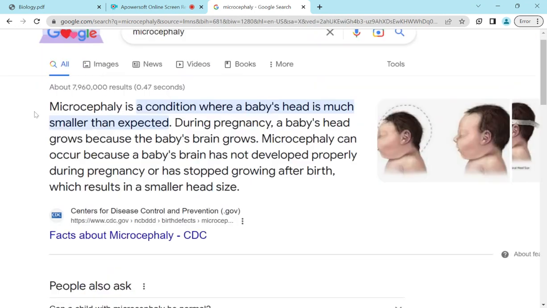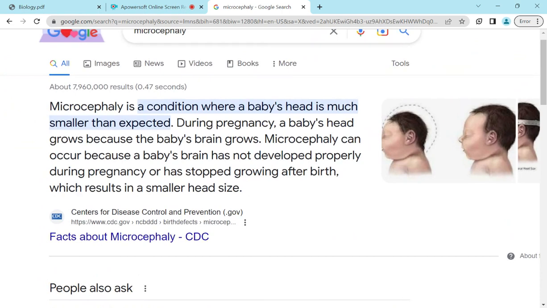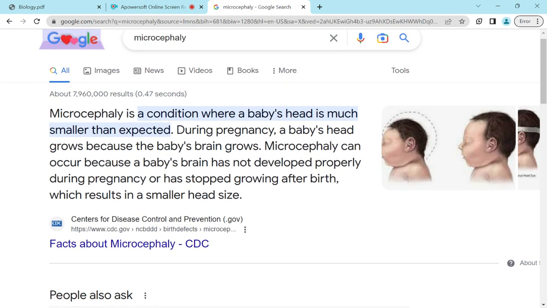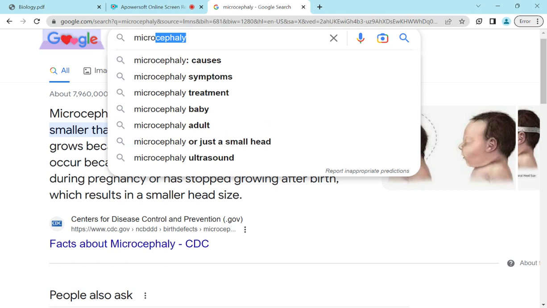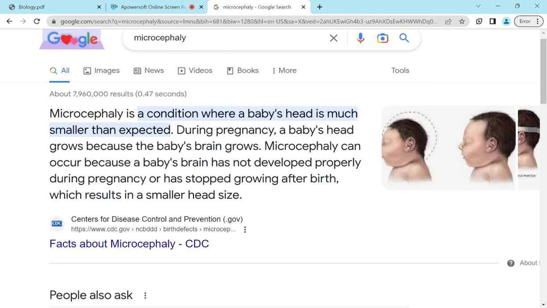So here it says that it's a condition where a baby's head is much smaller than expected. During pregnancy, a baby's head grows because the baby's brain grows. Microcephaly can occur because a baby's brain has not developed properly during pregnancy or has stopped growing after birth, which results in a smaller head size. So as I've said, micro means small, and cephaly means head. So you can remember it from that. So it's a genetic cause. If parents have it, very likely it is that it's going to be transferred to the offspring.